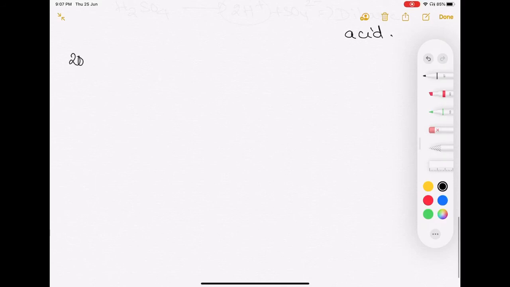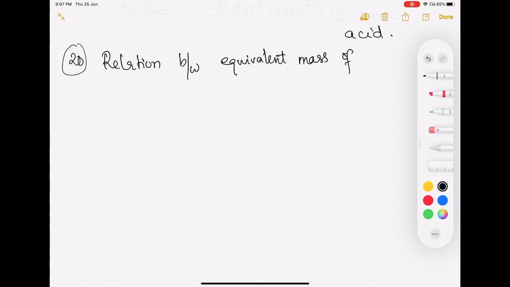Now 20th question, VIVA question. I am discussing the important VIVA questions. Okay. What is the relationship between equivalent mass of an acid and its molecular mass? Equivalent mass of acid and its molecular mass.